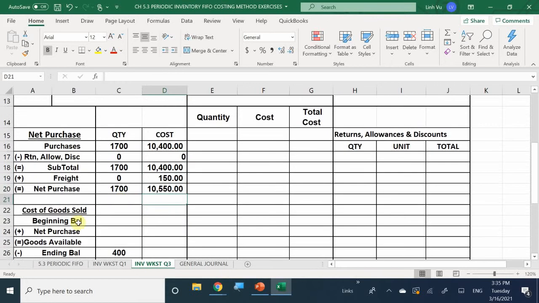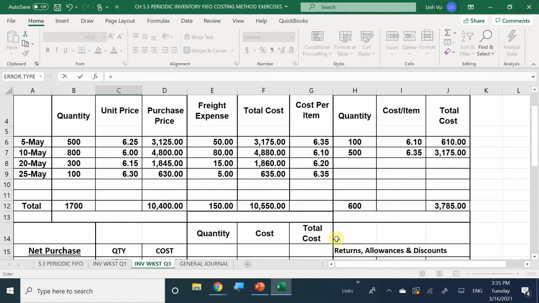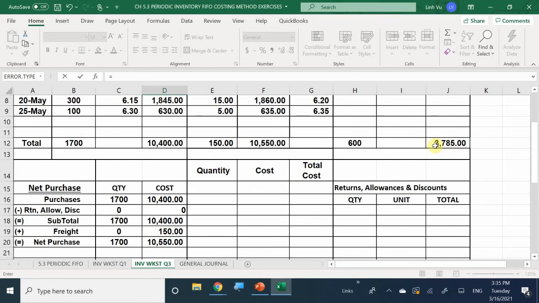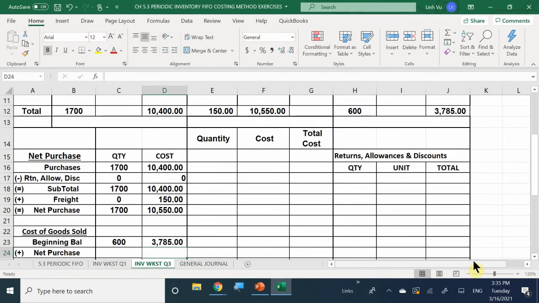Now, let's go ahead and see what happens down here. Do we have beginning inventory? Yes, 600. And the quantity for that was how much? 600. Correct. We have 600 in grand total of beginning inventory that we carried over from the previous period. So now, how much in grand total was that 600 on hand? $3,785. There you go.